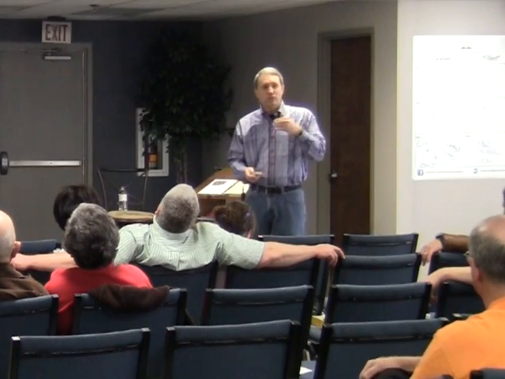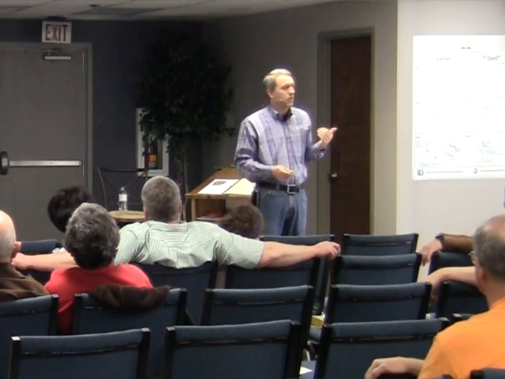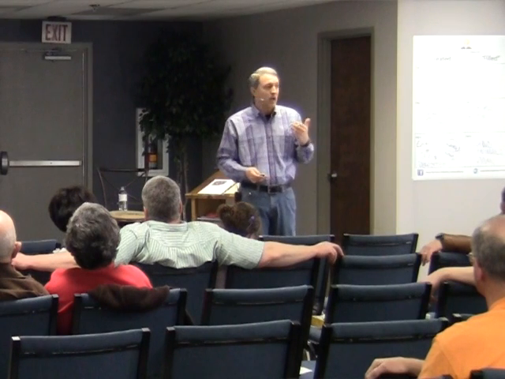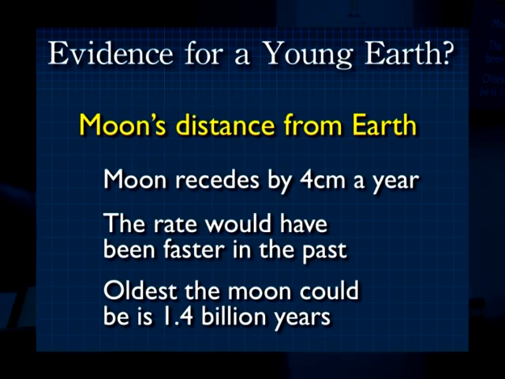So if the moon is receding today at that rate, and we can calculate how that rate would have changed over time, I can just do the math backwards, right? I can say, well, how close was it to the Earth 10 years ago or 1 million years ago? And if I do the math, the oldest the moon could be is 1.5 billion years old. That's the oldest it could be.